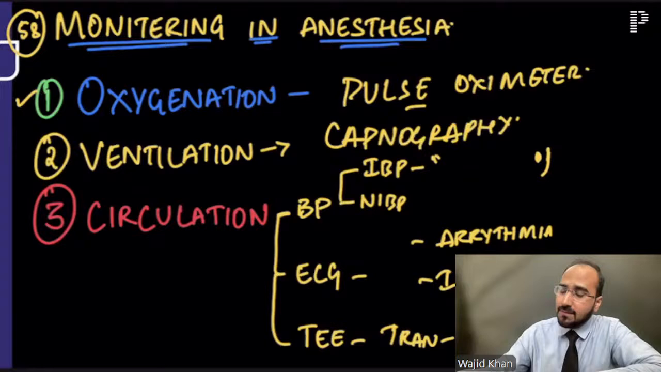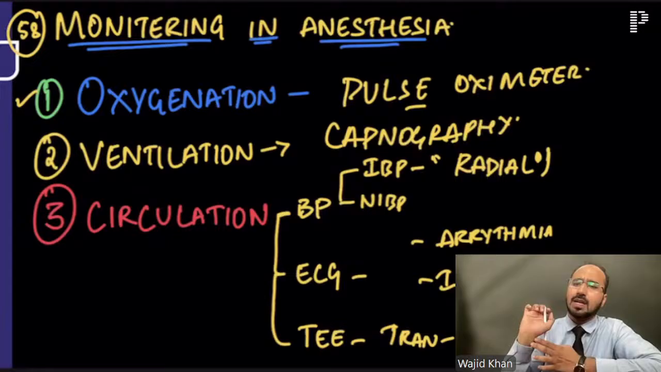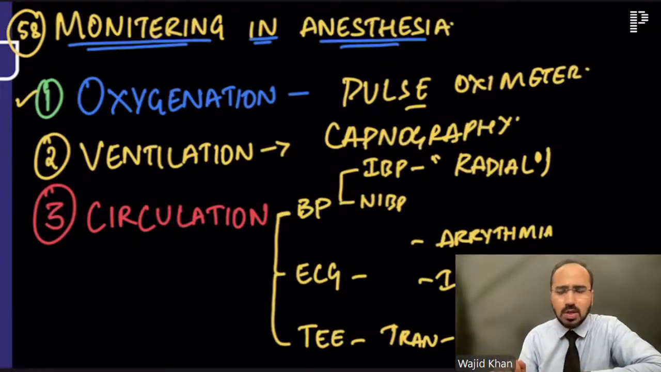In invasive BP monitoring, what is the artery that you use? Commonly, we use a radial artery. But before invading the radial artery, you go for an Allen's test to know the patency of the radial artery.